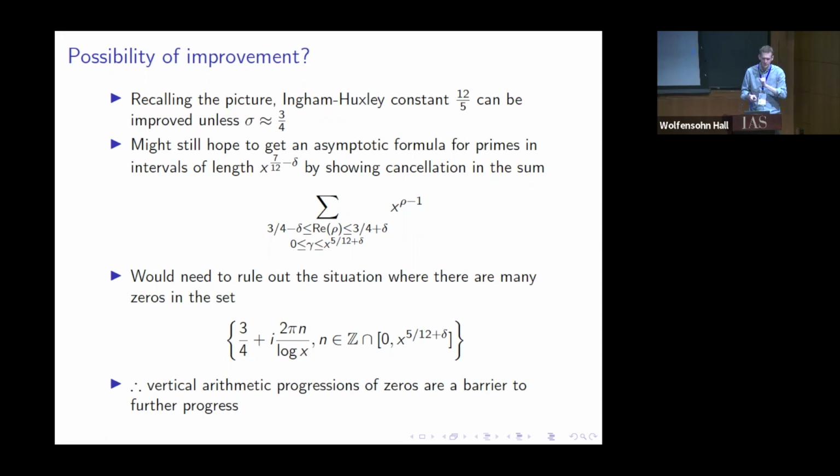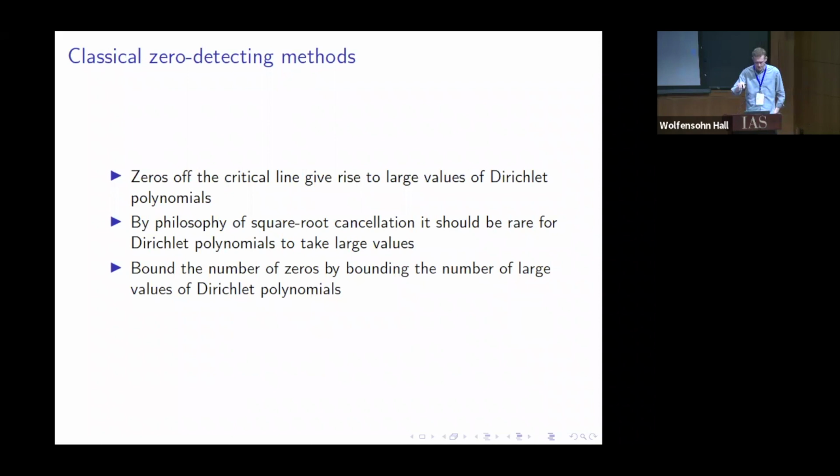Okay. So to set some context for what I'll be talking about later, I just want to review how these classical zero detecting methods go, because we're going to compare and contrast later on. The basic philosophy is pretty simple. If you have a zero off of the critical line, this should give rise to a large value of a Dirichlet polynomial. A large value would be something like maybe of constant size.